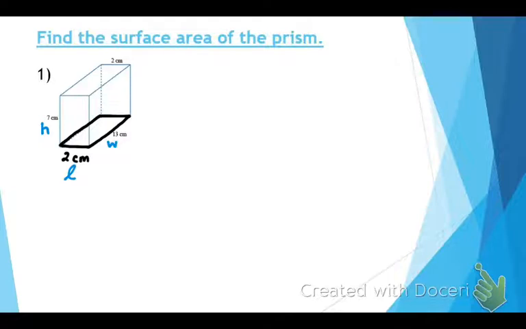If you don't have it memorized, you can use your cheat sheet to understand that the surface area of a rectangular prism is surface area equals 2 times the length times the width plus 2 times the length times the height plus 2 times the width times the height.